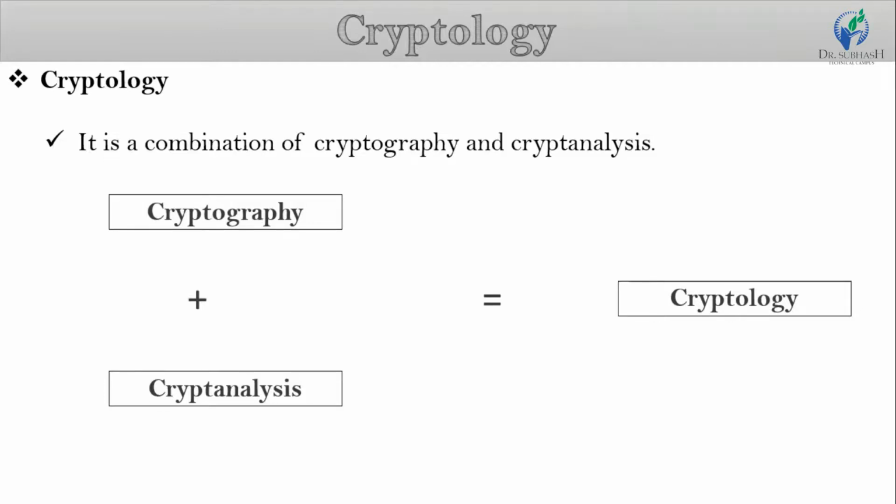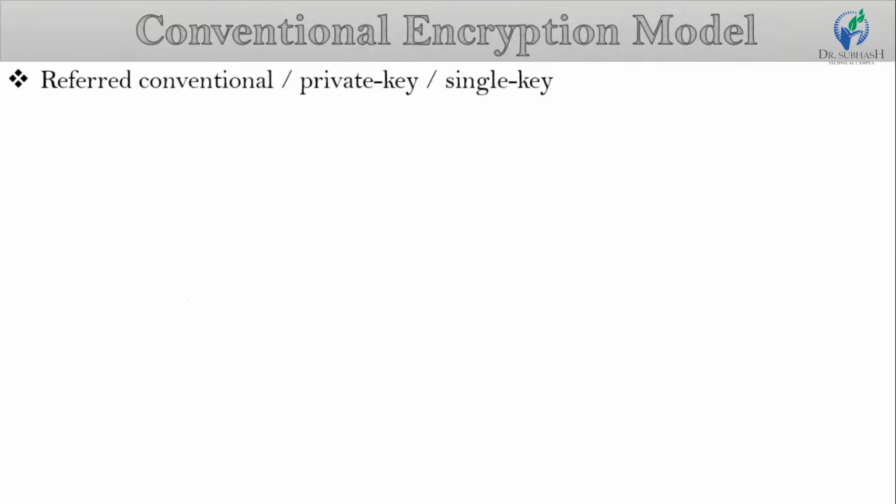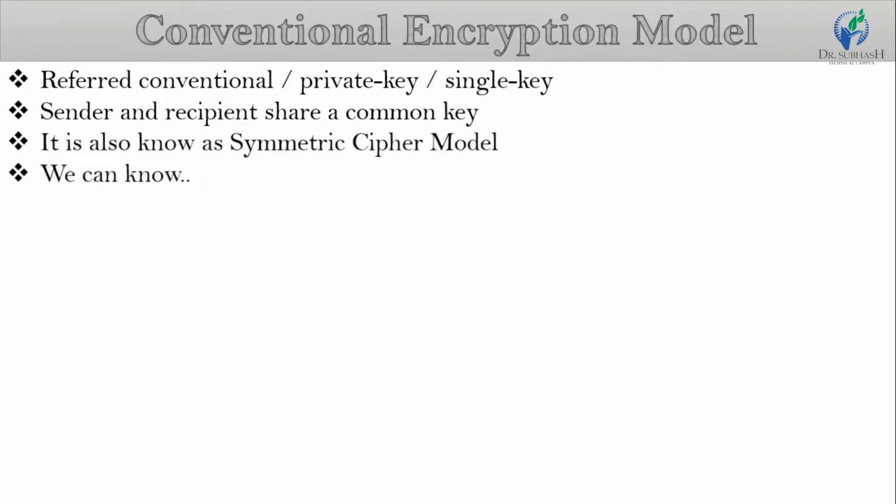Now I discuss the conventional encryption model. It can be referred to as the conventional or private key or single key model. In this model, sender and receiver share a common key. So, starting with discussion on this model, we know the basic terms like plain text, means the original message that everyone can understand. Second is ciphertext, means the coded message or unreadable form of message.